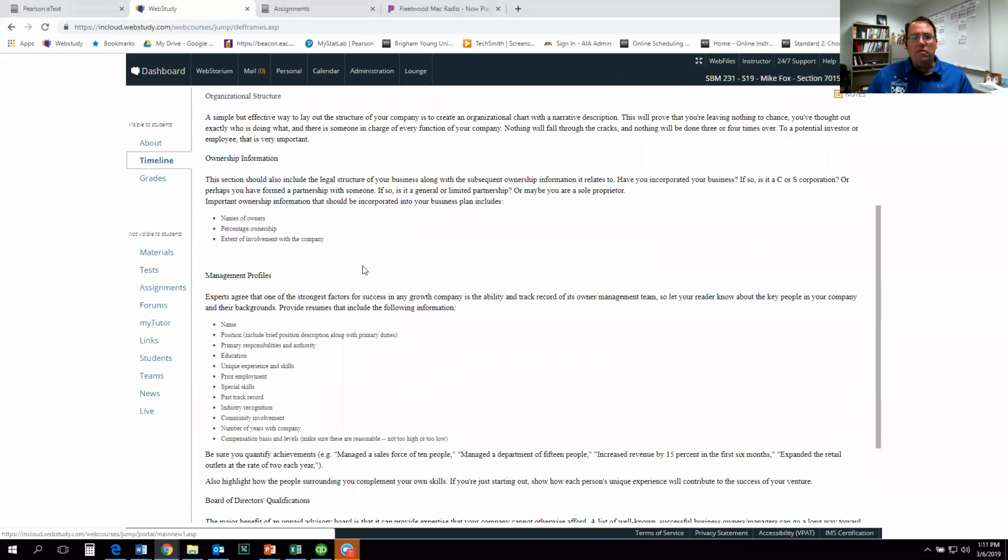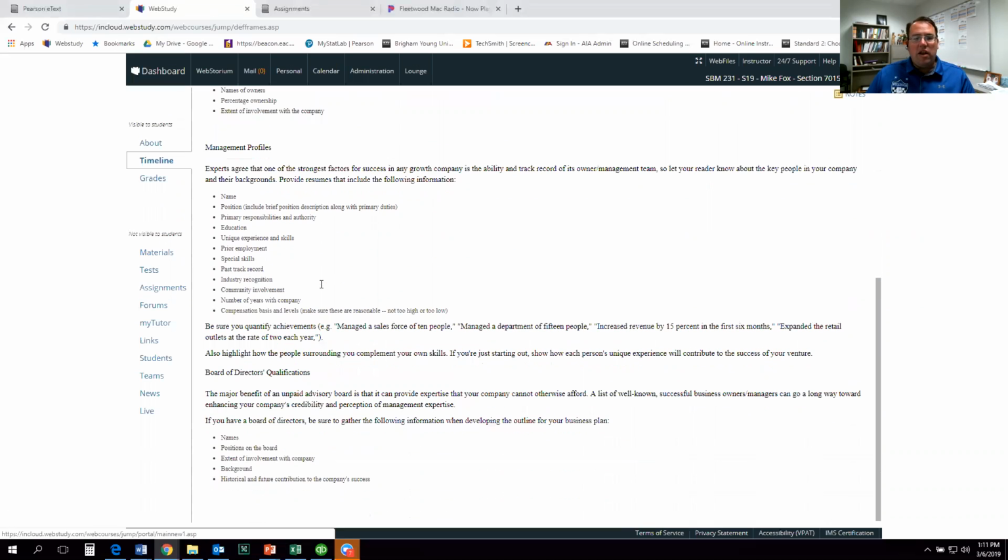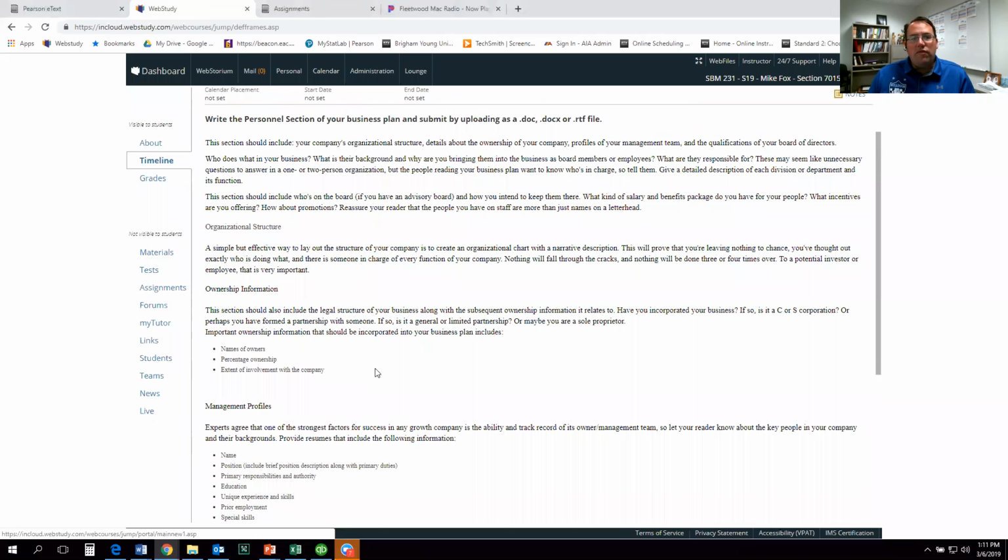And then anybody who's in management, you'd want to put up a management profile, which kind of explains why they're in management, what expertise they bring, and so forth. And then if you have a board of directors, same thing, how involved they would be, what their background is, and how their history might be a strength to the company. Again, this sounds like a lot, but for most small businesses, it's quite small. It'll just be a few people. So it's pretty easy to say, these are the 3 people involved in our business, and here's what their roles are, and here's their background and why they're going to be a strength to the business.